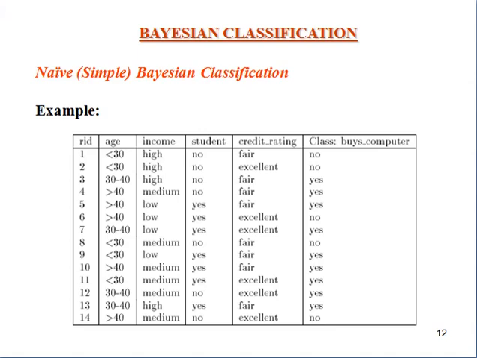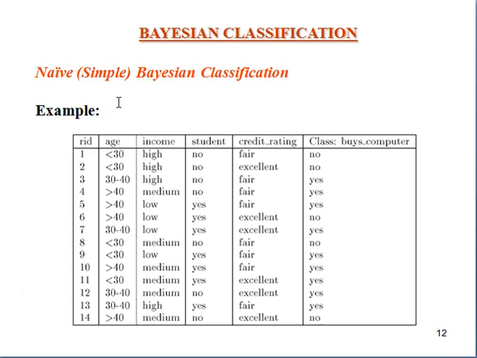Now let's consider an example in which we have a data set given in this tabular format. And in this data set you can see that we have a number of columns which represent a number of attributes, right? So in the first column we have an ID which represents the total number of records in this data, and you can see that we have a total of 14 records in this data.